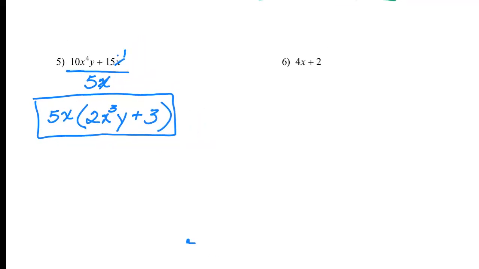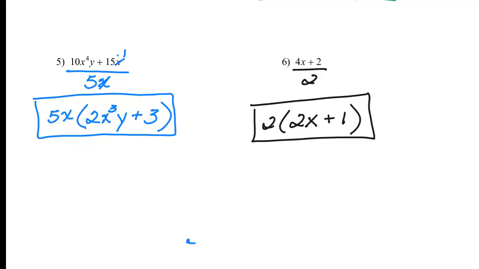And the last one, 4x plus 2. What's my GCF there? 2, yes. So divide by 2. Whatever your GCF is, put that out to the front. And when you divide that out, Monty, what's 4 divided by 2? 2. And I have an x left, plus 2 divided by 2 is 1. There is your factorization for that. Any questions about that?